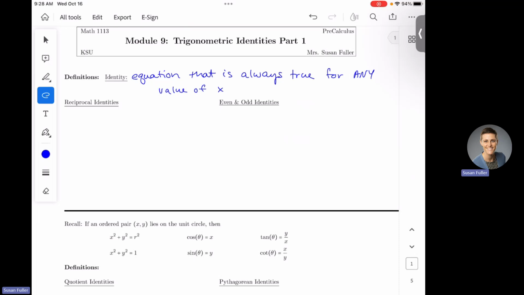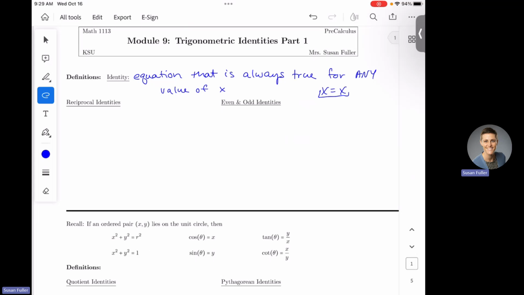Okay, so for instance, kind of the classic identity is that x is equal to x. It doesn't matter what number you put in there for x. Any number is equal to itself, right? 2 is equal to 2. 0 is equal to 0. Pi is equal to pi. Negative 37 is equal to negative 37, right? 114.798 is equal to 114.798. You can literally put anything in there, and this is always going to be true. So that's kind of our classic example of an identity. And we have a lot of them for trig.